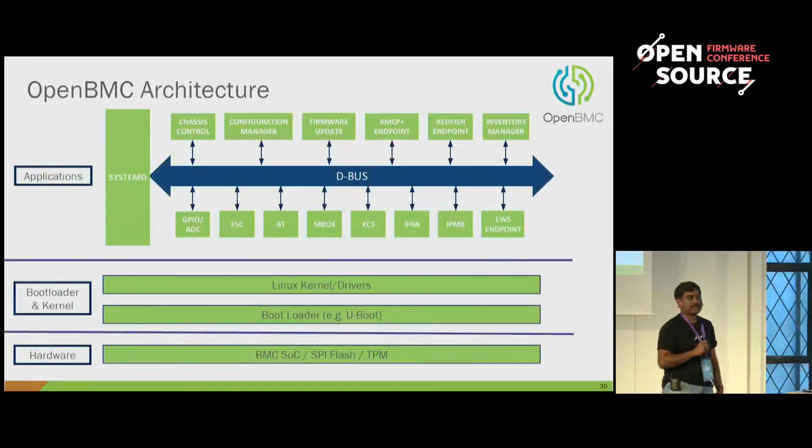Architecturally, I just simplified this diagram, but you can get a flavor of it. It has the hardware at the bottom, like the BMC system on chip, and then U-Boot is our bootloader, then Yocto Linux, and the applications use D-Bus as the IPC mechanism. This gives us a kind of namespace where multiple applications talk to each other using one single bus, and there is no collision between namespaces.